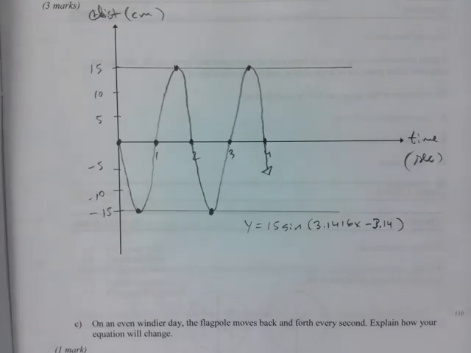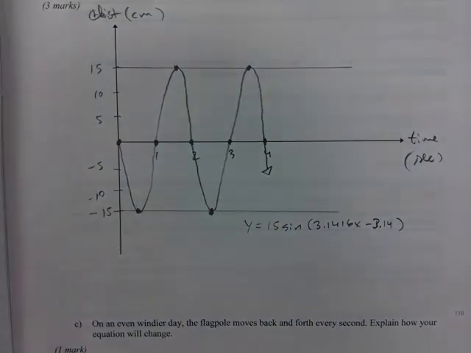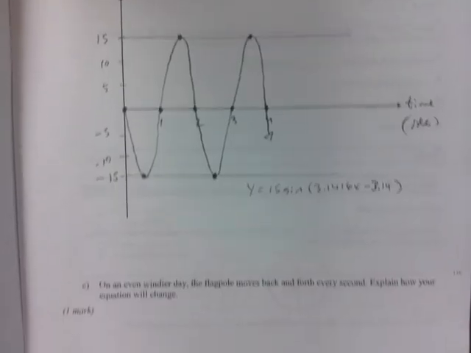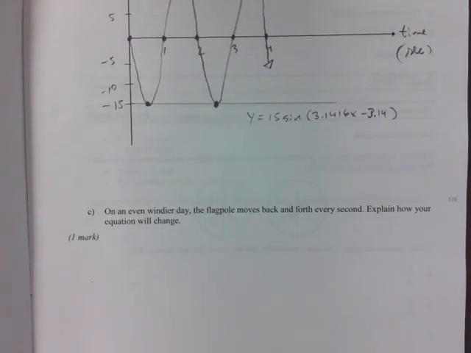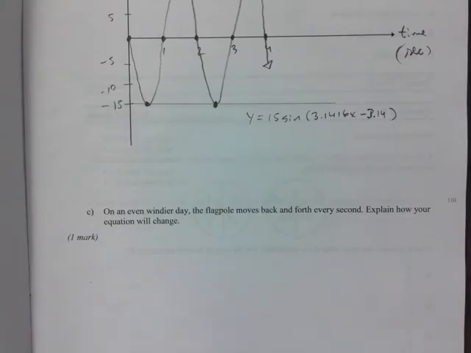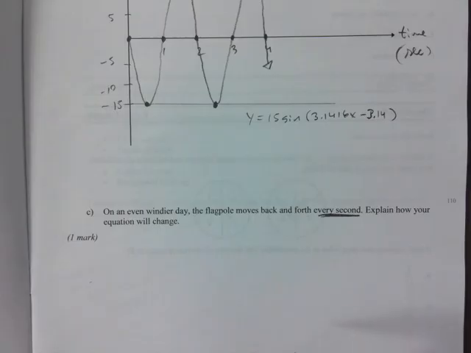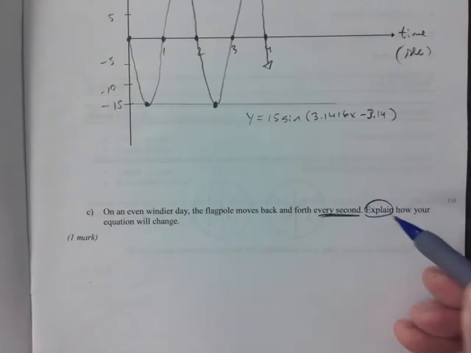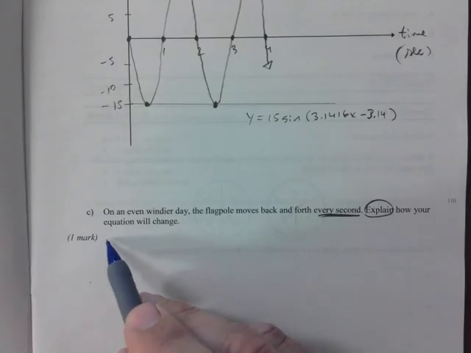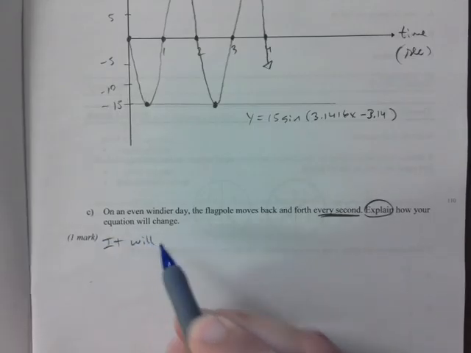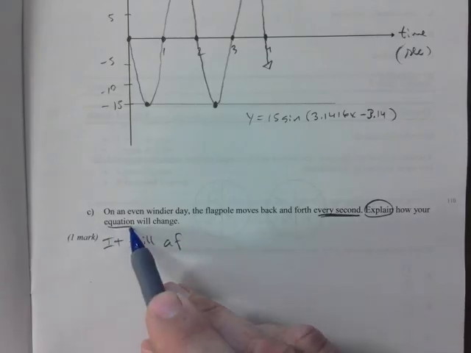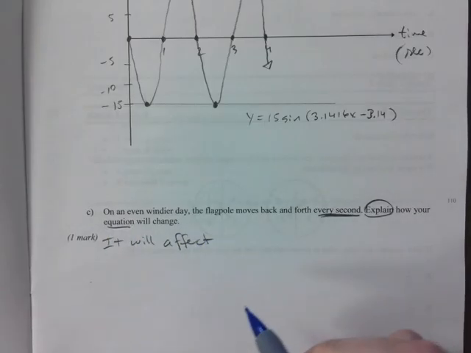C. On an even windier day, the flagpole moves back and forth every second. Explain how your equation will change. And explain means, just use your own words. Justify, explain, anything like that. It will affect the equation, right? Which variable will it affect out of A, B, C, and D?